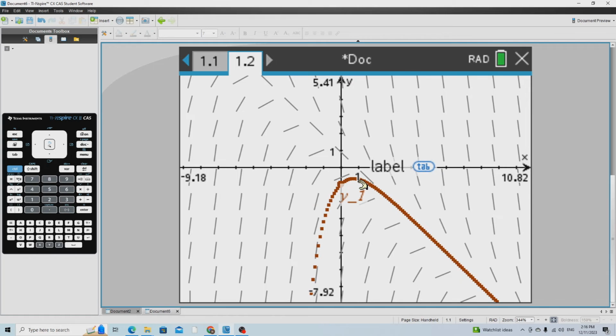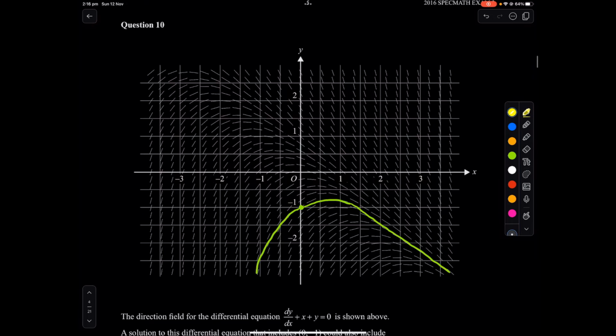So let's check if the answer 3.5 and -2.5 work in this equation. So 3.5 is approximately here, and -2.5 is here. Yes, it perfectly fits on the graph. So yes, that's true. Done. So question 10 is that.